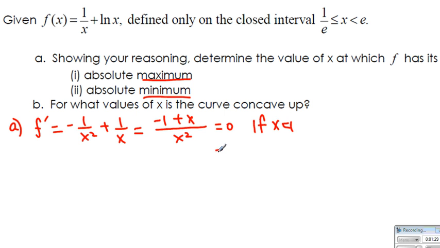Now, this will be undefined if x is equal to 0. So we have two critical points, which is 1 and the other one is equal to 0. Now, given these two, let us try to look into the number line.